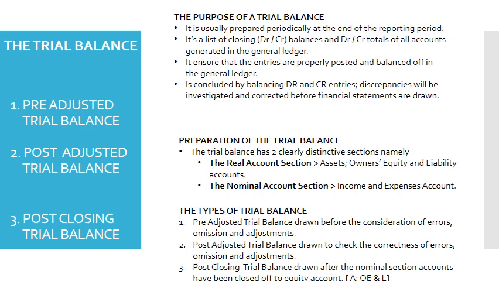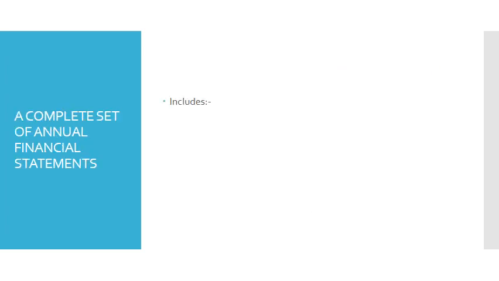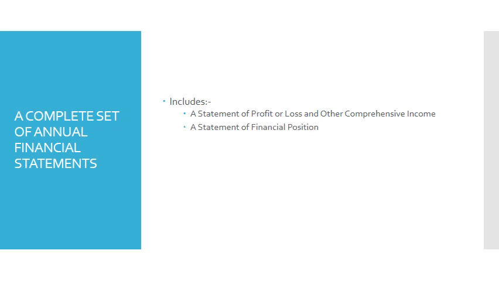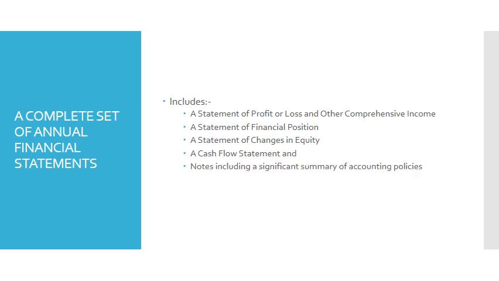and liabilities. A complete set of annual financial statements will consist of a statement of profit or loss and other comprehensive income, a statement of financial position, a statement of changes in equity, the cash flow statement, and the notes including a significant summary of the accounting policies.